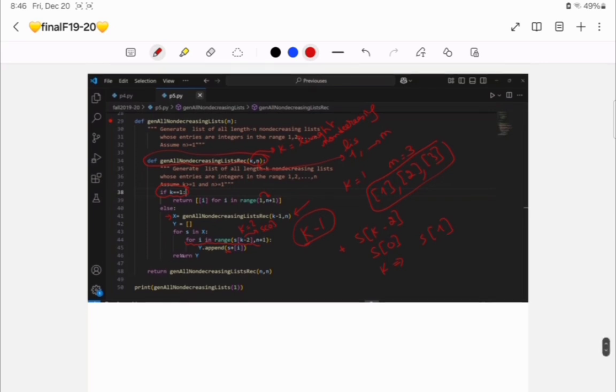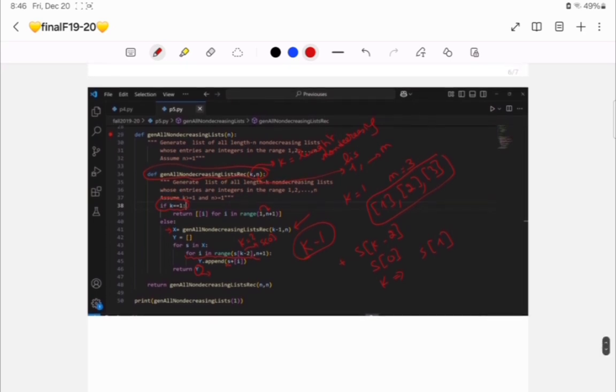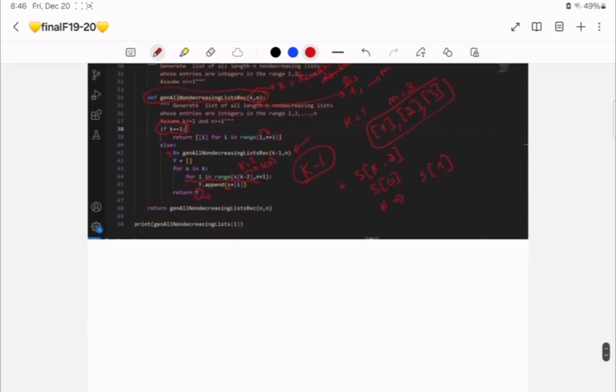وهون بنكون سيفنا كل الفاليوز بقلب ليست اللي هي y، ونحن بنرد الواي. تمام؟ هلا الواي بكون بقلبها كل الـ generate list of non-decreasing element of size n. وهيك بنكون حلينا البروبلم تاعنا.